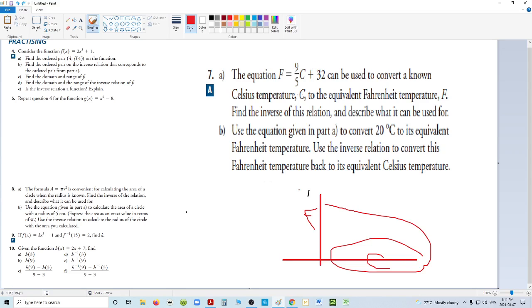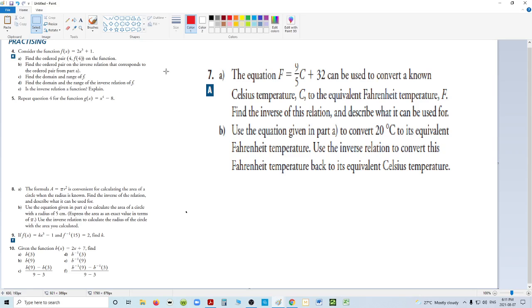Find the inverse of this relationship. Describe what it can be used for. Well, of course, it can be used to convert Fahrenheit into Celsius. Use the equation to convert 20 degrees Celsius to its equivalent Fahrenheit, and then use the inverse to convert it back. Actually, you won't get any error on that.